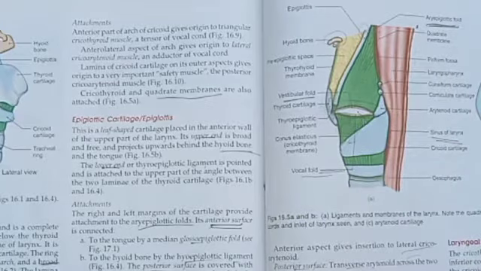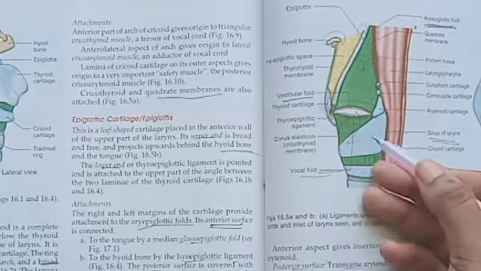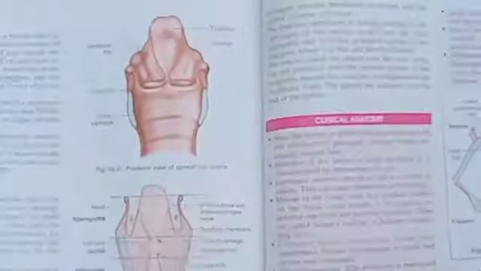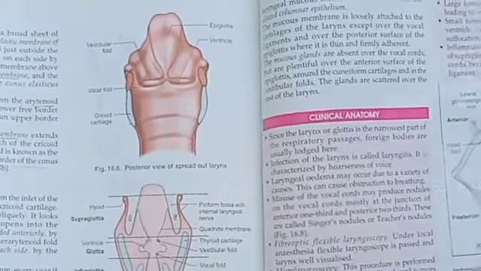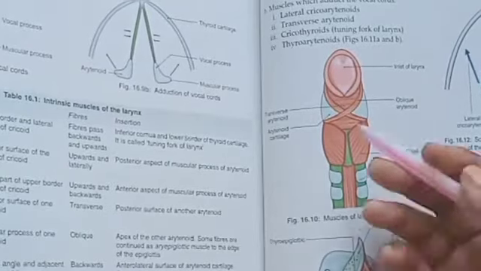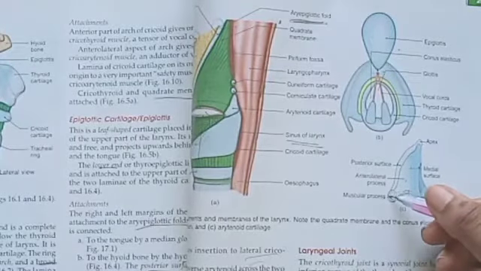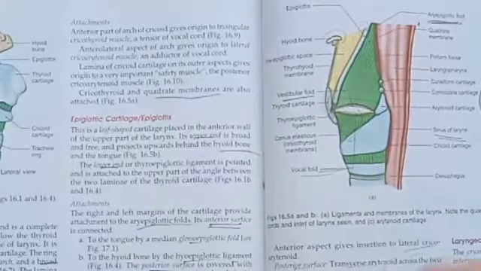Why is there a muscular process? Because many muscles originate or insert there. Which muscles? Mainly the insertion of the posterior cricoarytenoid and lateral cricoarytenoid. From this figure you can easily see that in this part are the lateral cricoarytenoid and posterior cricoarytenoid. They are mainly inserted at this base. This is the muscular process where insertion occurs.